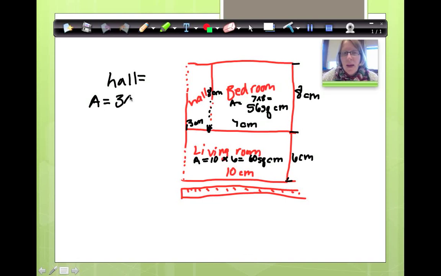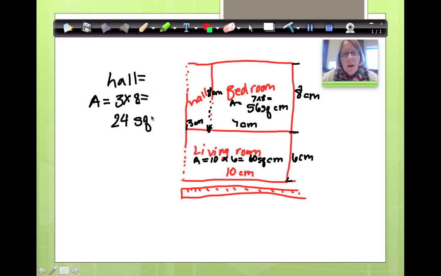Wait for it to catch up. Okay. Which would make this be equals. Oh my goodness gracious. I'm going to try that again because it says not equals. Oh, I really wanted to equal that. Okay. Equals 24 square centimeters. Okay, so this is the area of my hall.